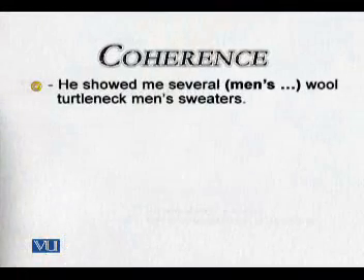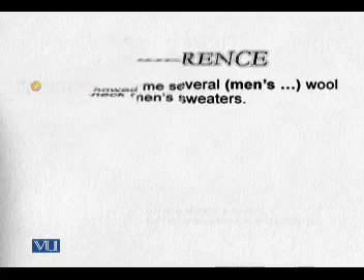From the sentence, if you read it again, he showed me several wool turtleneck men. It looks as if men are turtleneck, not sweaters. Why? Because man is also a noun. So that's why, with turtleneck men, it looks as if this is one adjective and noun thing. So how to resolve this situation? Change the order. Bring the man thing to the start and then structure the sentence.